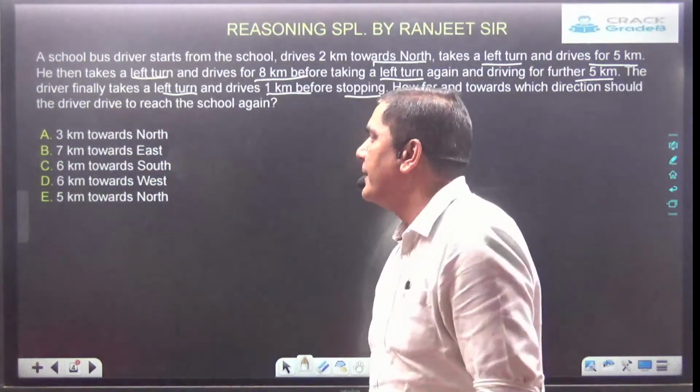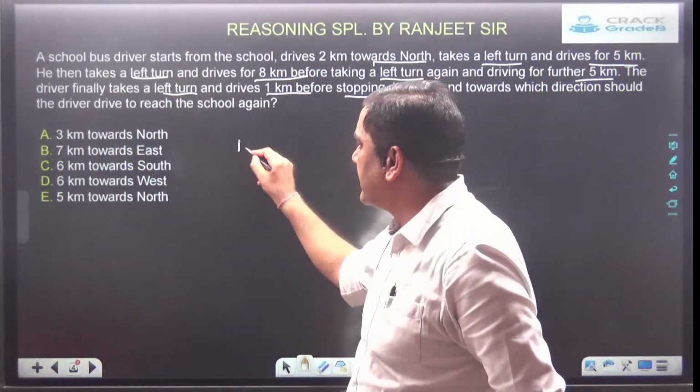Chalo ji, let's go for this one. Since they are talking about the movement, let's use the concept of NESW.